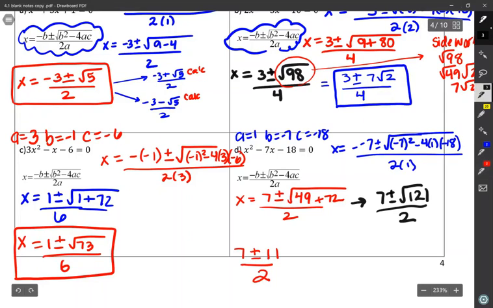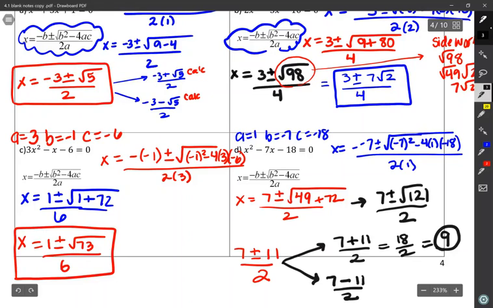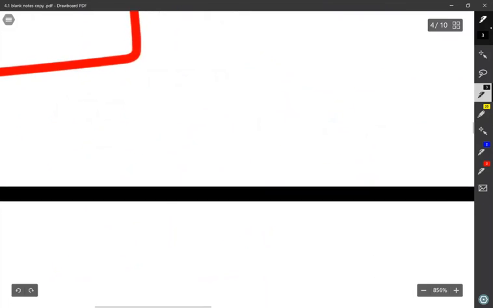Those are all real numbers, so you're going to break it apart into 7 plus 11 over 2, which is 18 over 2, which is 9. Your other equation is going to be 7 minus 11 over 2, which is negative 4 over 2, which is negative 2. So again, just make sure that you're simplifying all the way.